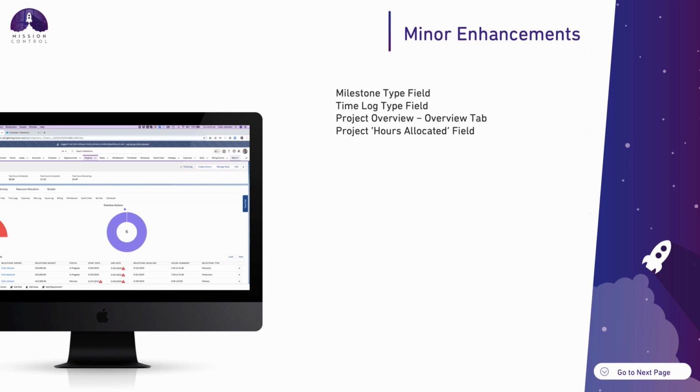In addition to that, we have introduced some additional fields at the milestone level on the overview tab of the project overview. Primarily, we've introduced the milestone budget, the milestone deadline, and the milestone type. And a slight modification was made to the hours allocated field on the project, basically just introducing an additional element to that formula that is deducting the materials cost scheduled value before it's indicating how many hours are allocated to the project.